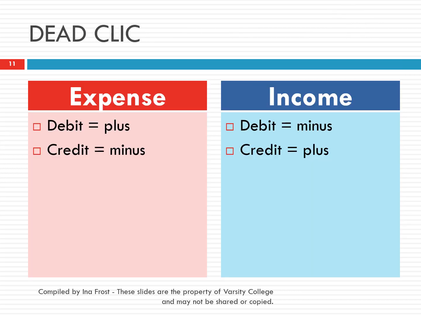Remember again, if we apply debit-credit rules, expenses will always increase on the debit side and they decrease on the credit side. Where income items, a debit for an income item is the same as saying you minus it from the income. And if you credit an income item, it's the same as saying you are plussing the amount to the income.